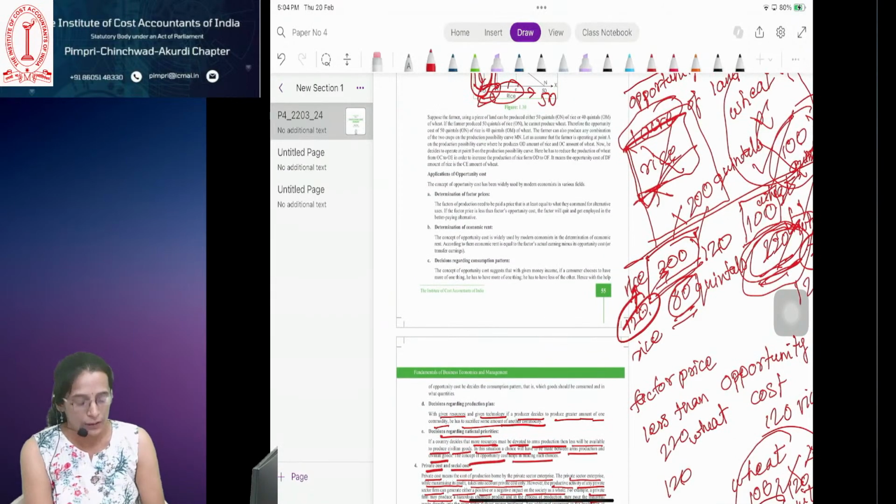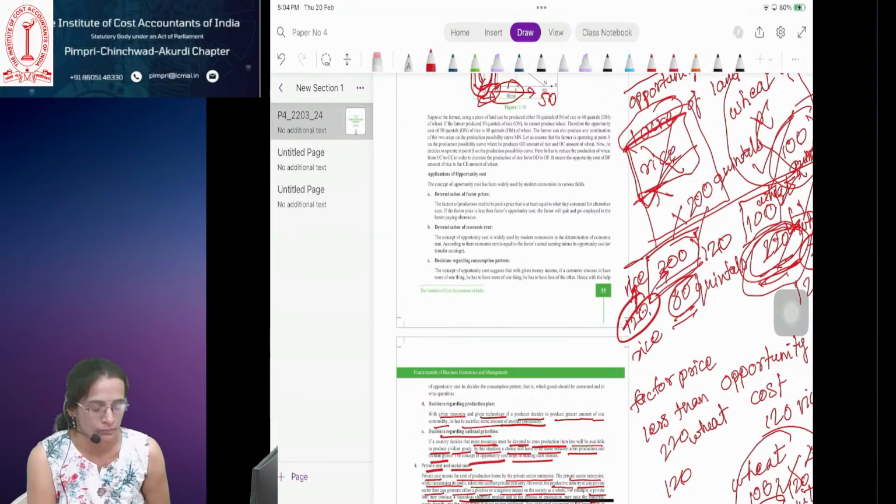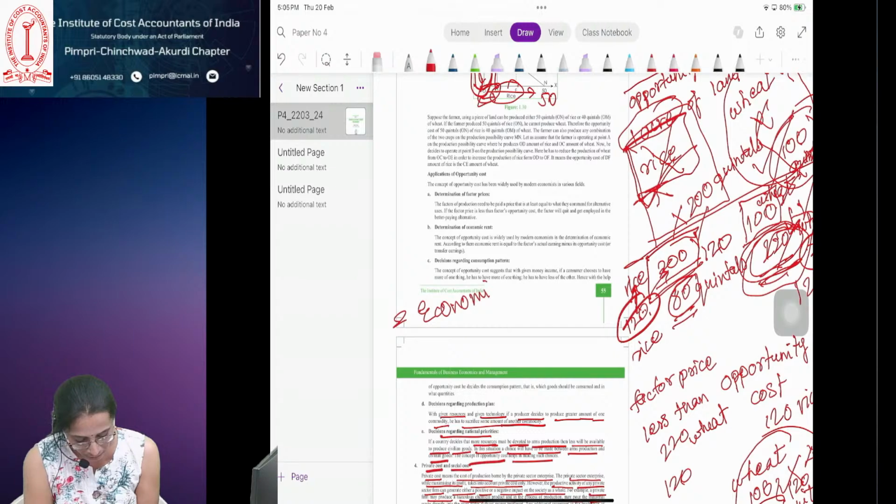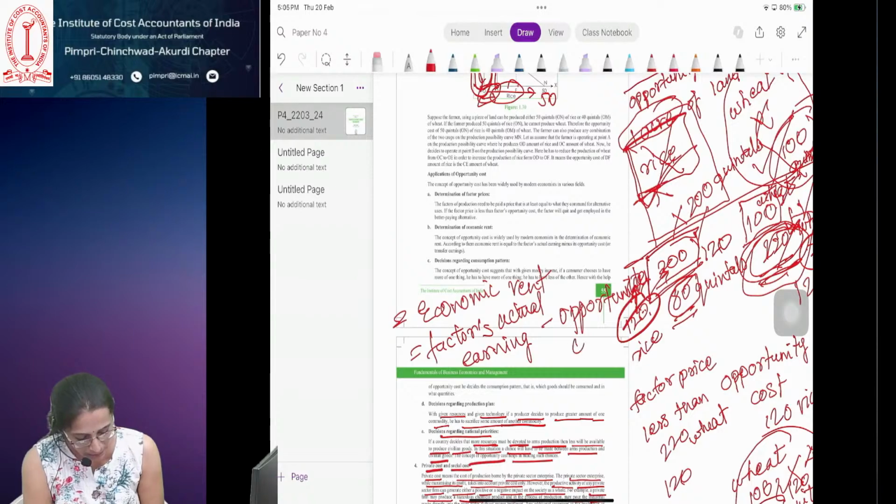So what is economic rent here? Economic rent, they are saying, is the factor's actual earning minus the opportunity cost.